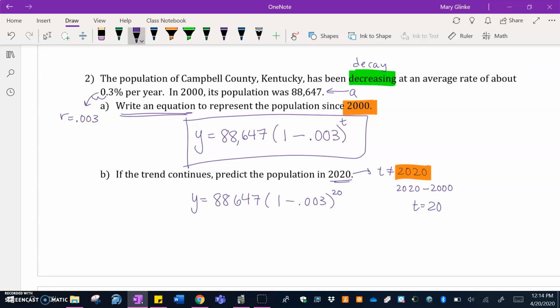We type all of this in on our calculator. We get 83,000. That makes more sense.